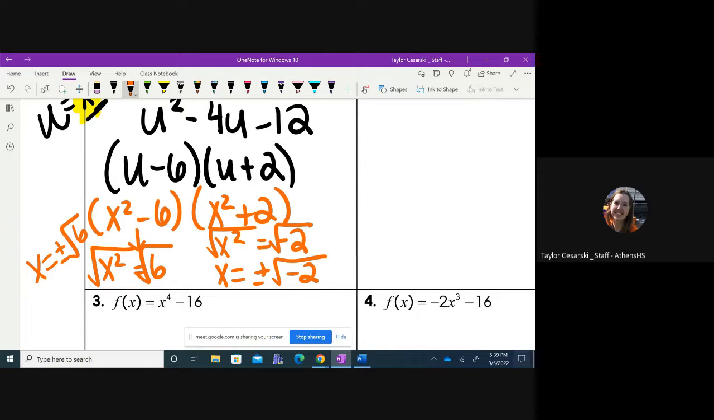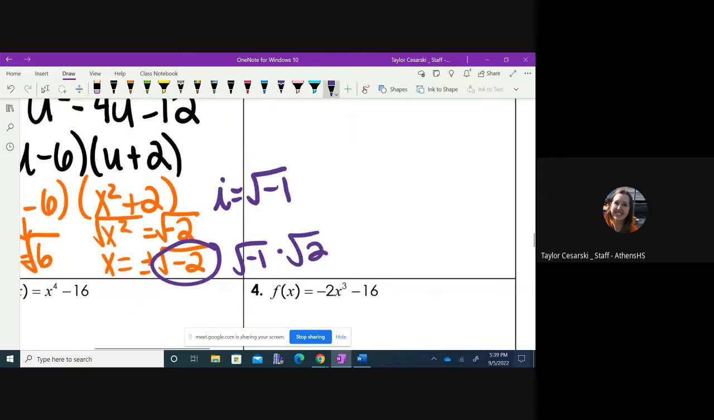Now, be careful on this one because I notice that there's a negative inside the square root. Remember that i is equal to the square root of negative 1, okay? So I can rewrite this as square root of negative 1 times square root of 2, because remember, you can multiply within square roots. So I can rewrite this as x equals plus or minus i, because that's the square root of negative 1, times square root of 2. And again, square root of 2 doesn't simplify further.